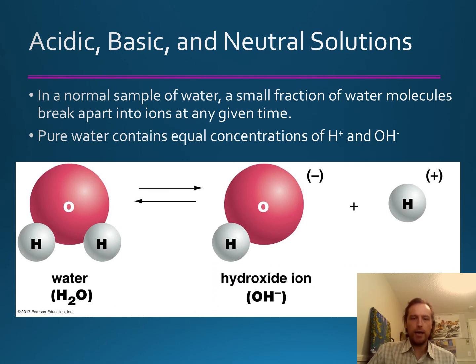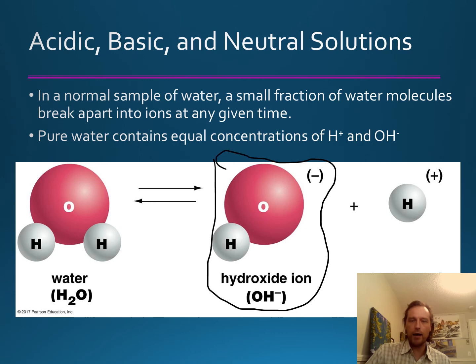All right, just about at the end. Acidic, basic, and neutral solutions. In a normal sample of water, a small fraction of water molecules will break apart into ions at any given time. Pure water contains equal concentrations of H plus and OH minus. This right here, this is OH minus. It's an ion. It's a negatively charged ion. We can see right here, negatively charged. And this is hydrogen. It is positively charged.